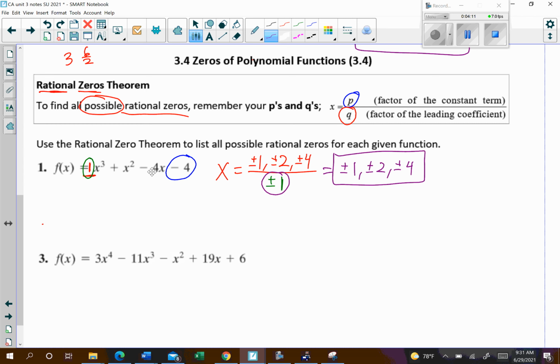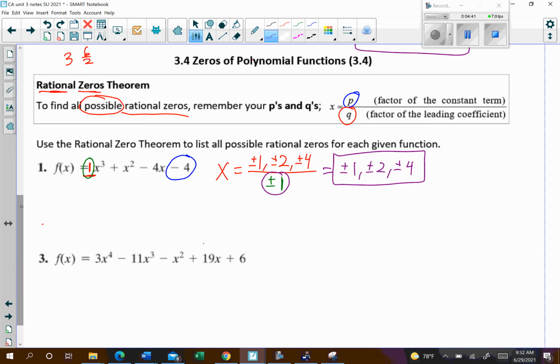Right now we're just practicing coming up with the list of potential solutions. So these are potentially solutions that would give me a remainder of 0 if I were to do my synthetic division. Okay, so that one was fairly simple. There weren't a lot of them. Sometimes there's only 6 here: 1, -1, 2, -2, 4, -4. So there's only 6 that I came up with here. Sometimes you'll get 20 or maybe even more.